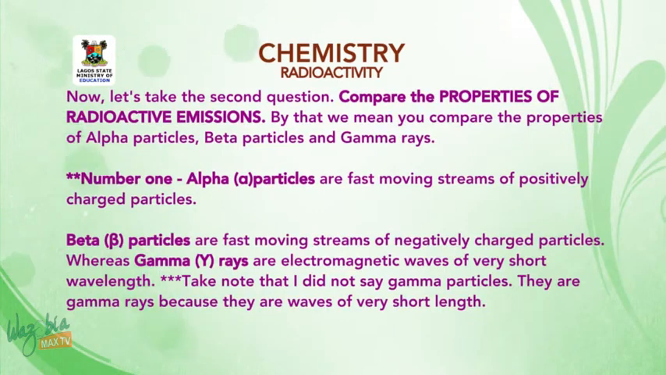Now let's take the second question. Compare the properties of radioactive emissions. By that we mean you compare the properties of alpha particles, beta particles, and gamma rays. Number one, alpha particles are fast moving streams of positively charged particles. Beta particles are fast moving streams of negatively charged particles, whereas gamma rays are electromagnetic waves of very short wavelength. Take note that I did not say gamma particles. They are gamma rays because they are waves of very short length.